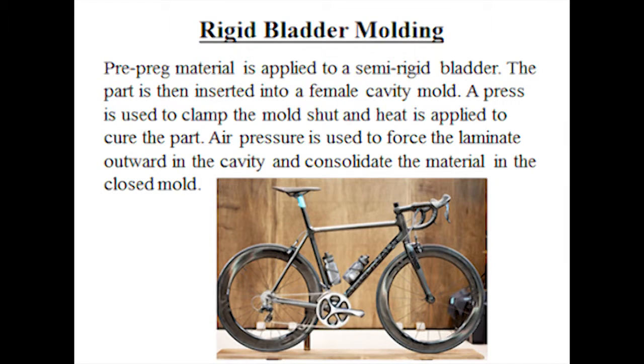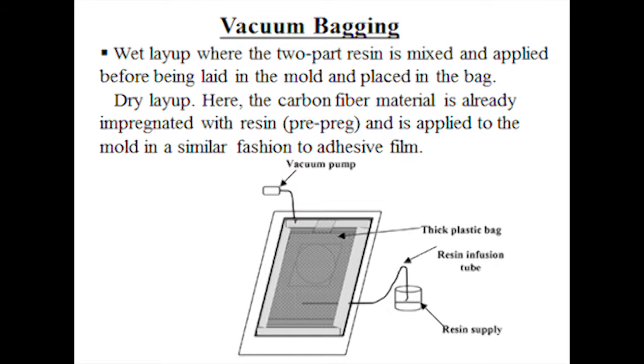Next one is rigid bladder molding. Pre-packed material is applied to a semi-rigid bladder and it is similar to compression molding. The air pressure is used to force the laminate outward in the cavity and consolidate the material in the closed mold. Next one is vacuum bagging.